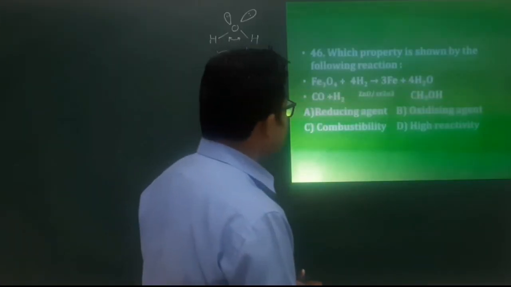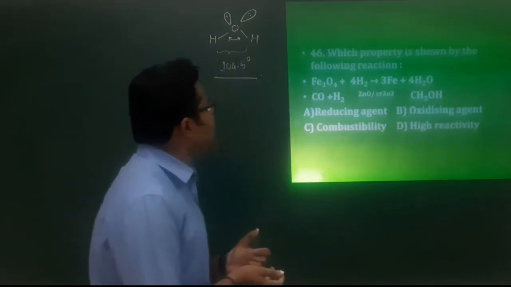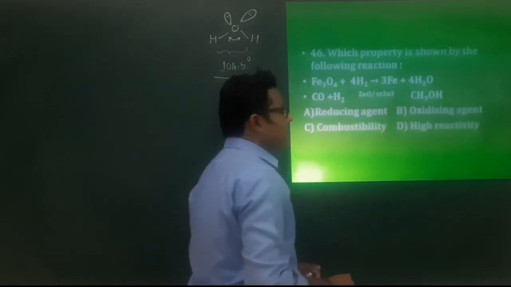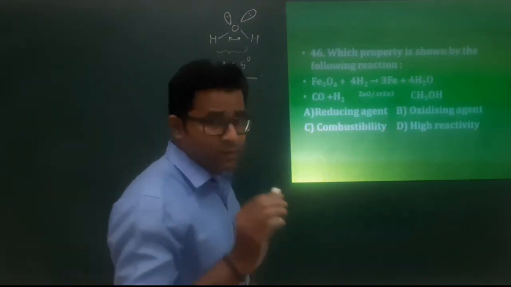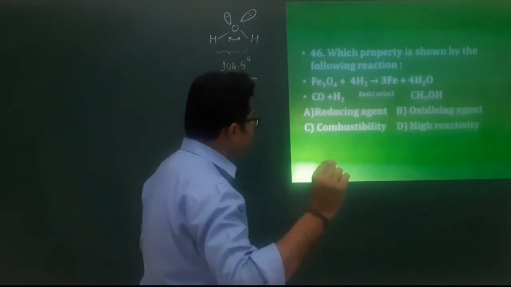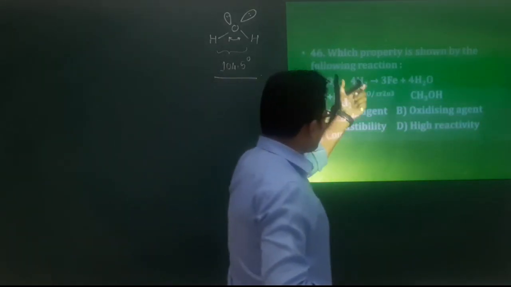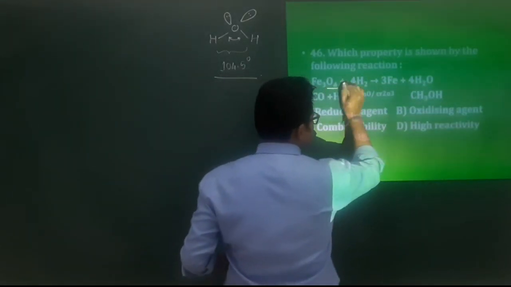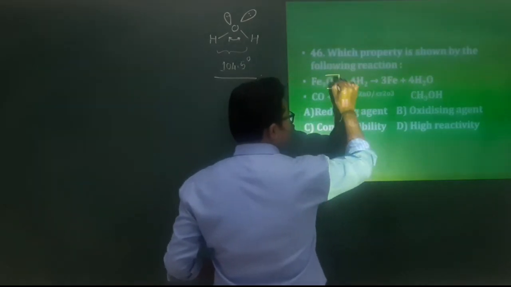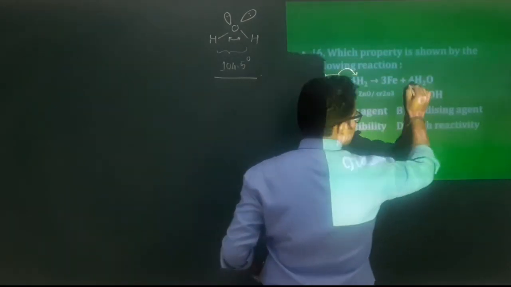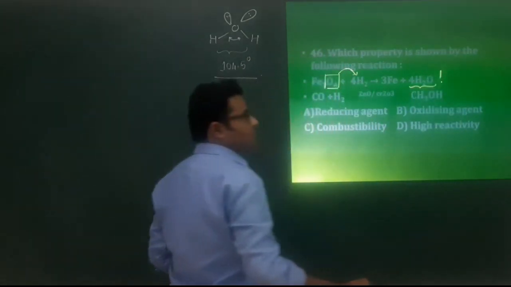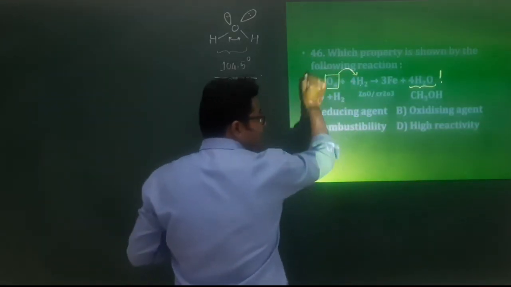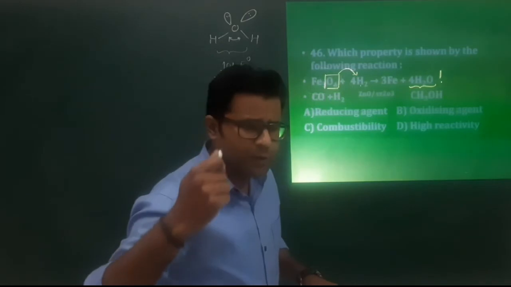Towards the next question, which property is shown by the following reaction? So here, if you observe Fe3O4, that is the ferric oxide, on reaction with 4 molecules of hydrogen. Here this particular hydrogen is taking away oxygens. It is taking these oxygens in order to form H2O. Right? So now, this hydrogen is reducing this entire sequence. It is removing out the oxygen.